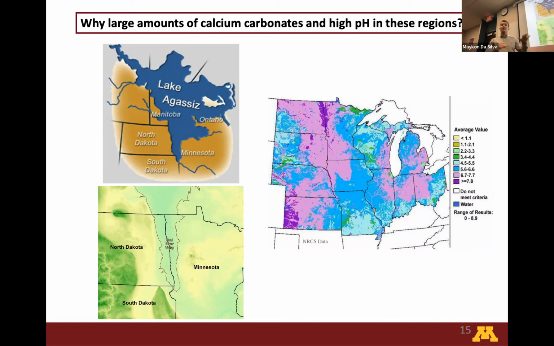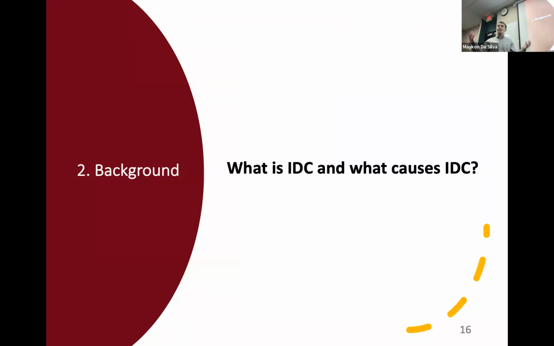Before tile drainage, these low depressional areas collected and held large amounts of water. With evaporation, lots of calcium carbonates and other salts remained, forming what are called calcareous soils. Calcium carbonates in the soil act as lime, raising the soil pH. So that's the reason why in these regions we have soils with large amounts of calcium carbonates and consequently high soil pH. But what is IDC and what causes IDC?